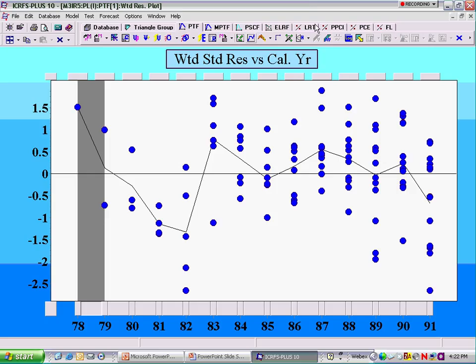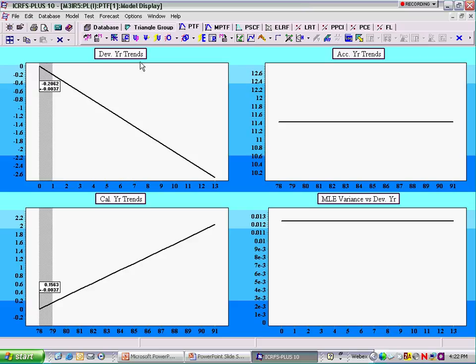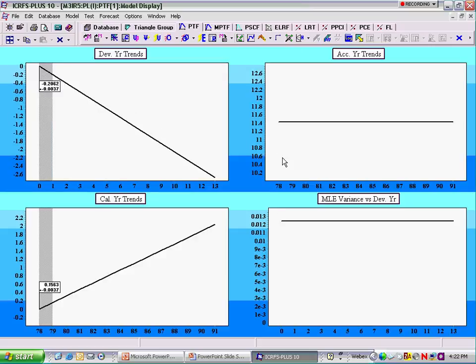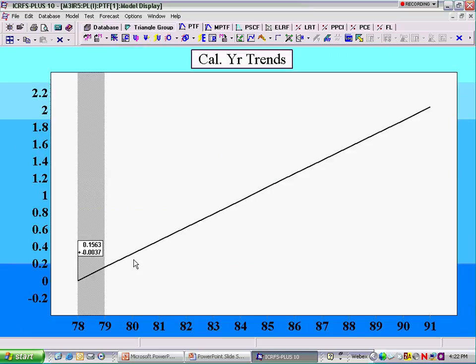Well, we have a model display, and the model display tells us that this is a development year trend, which is pretty close to the minus 20 in the real data that we used to generate the data. I said real data. Well, you'll see later on that you couldn't distinguish this from real data. In other words, real data is generated by these kind of models. If you look at the calendar year trend, it's 15.63%.